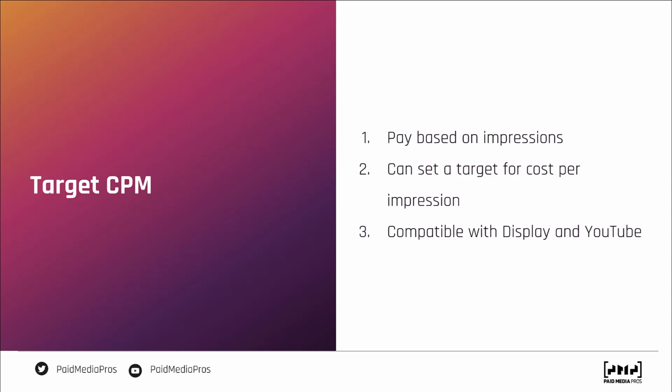Now, while that might sound like a bad idea, in some campaigns, like the one we just looked at, target CPM is the only bidding strategy you have available. So it's important to know how it works. Even if it might not be exactly the one that you would choose, it's still the one that you're going to default to for some specific campaign types.